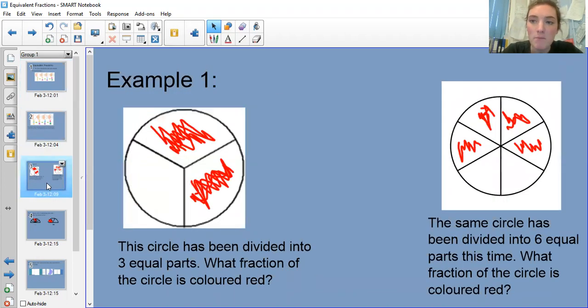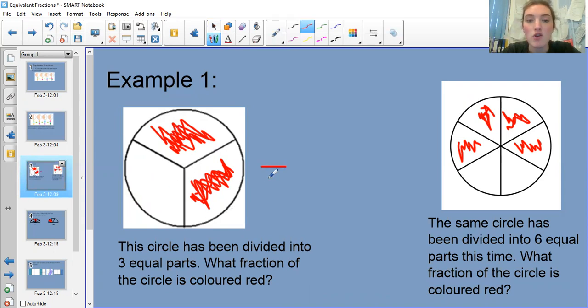So example number 1, okay? I'm just going to move myself over here. Example number 1. This circle has been divided into 3 equal parts. What fraction of the circle is coloured red? Okay, so to find that out, there's 3 parts in total, so I know that my denominator, the number on the bottom of the fraction, is going to be 3. How many parts are shaded in red? Well, we know the answer is going to be 1, 2, so 2/3. 2/3 of the shape is coloured red.